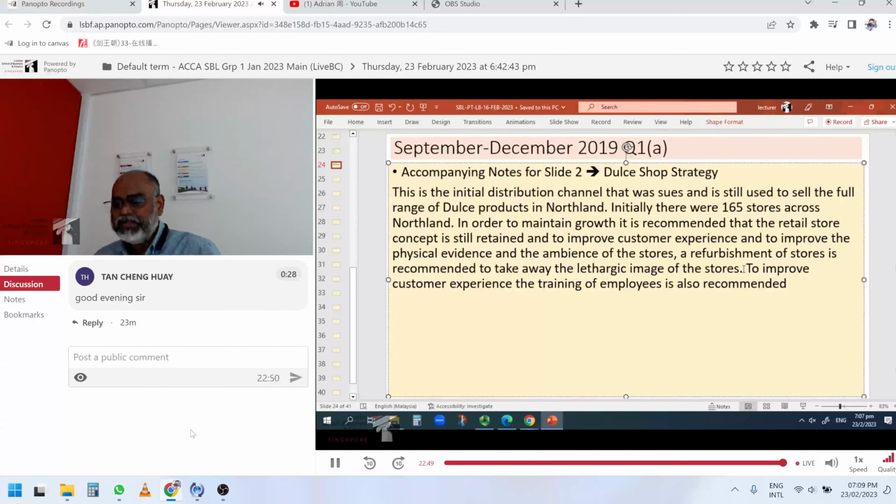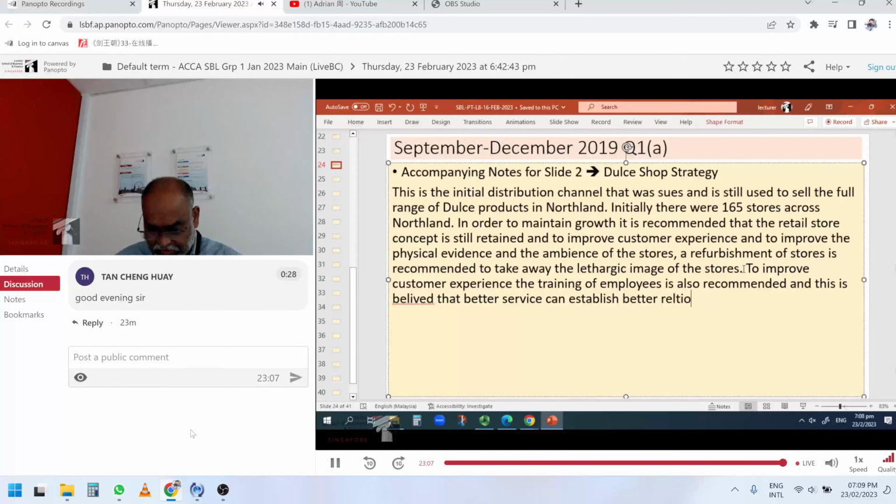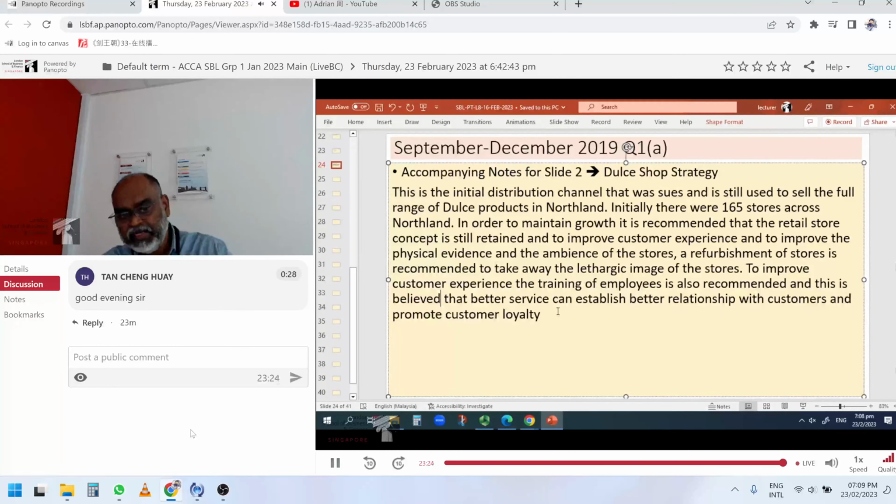The training of employees is also recommended, right? Especially for walk-in customers. And this is believed that better service can establish better relationship with customers, and promote customer loyalty. I'm sure if you go to a certain place and if you like how you're being treated, you like to go back there, isn't it? Right or not? So on that way, we are looking at it, right?